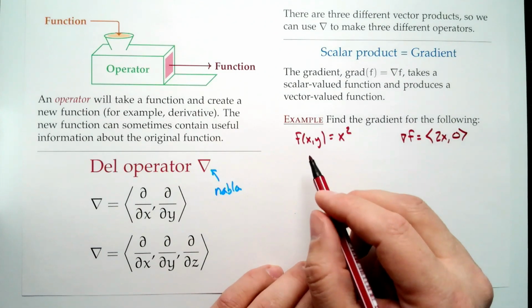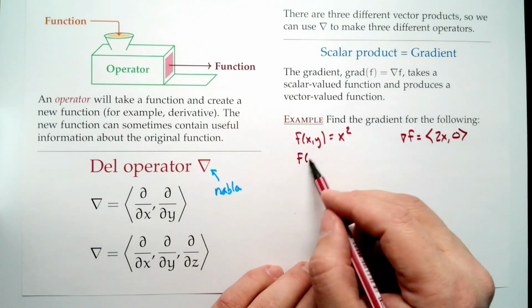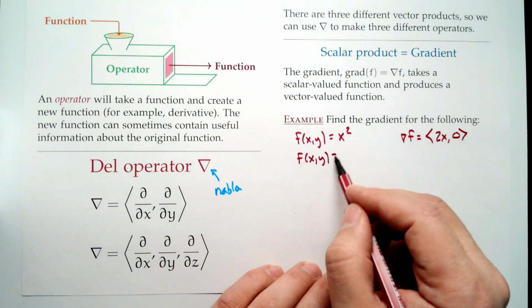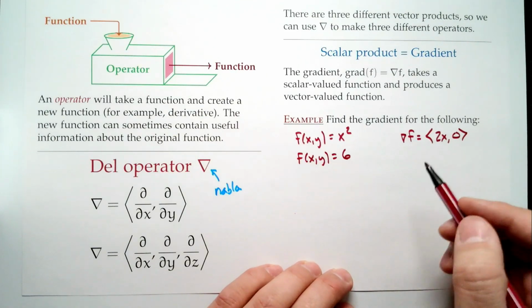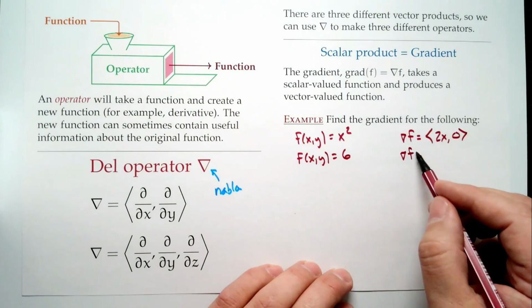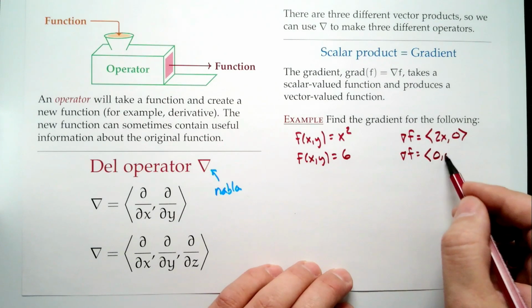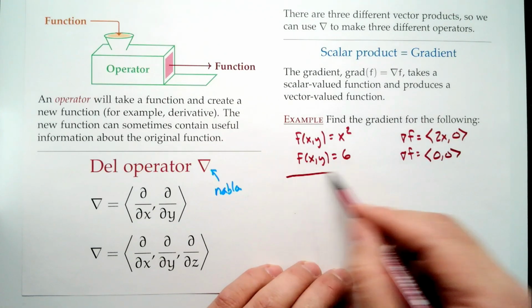All right. Well, it's not as bad as the last time I taught the class. Last time I taught the class, they said f of xy is 6. Okay. It is a function. What's the gradient? 0, 0. Yeah. All right. Slightly more interesting.